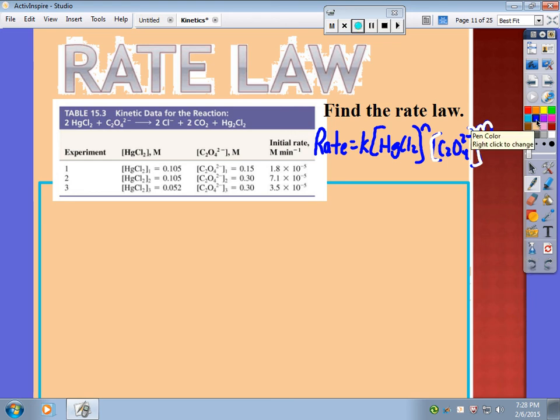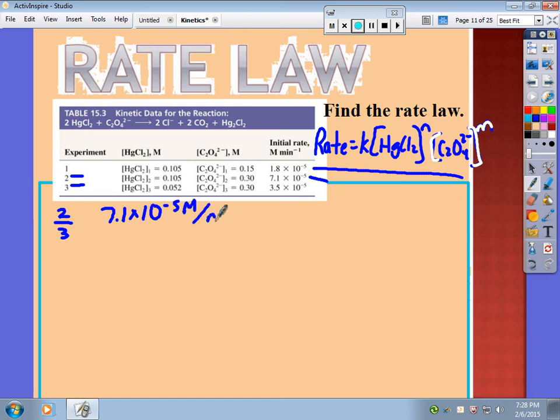Well, we're going to look at the experiments just like we just did with our words. So let's look at 3 and 2. I'm going to be smart. I'm going to put experiment 2 over experiment 3 because experiment 2 has larger values. I'm actually going to use this equation and write out the format of the rate for experiment 2. So if you look for the rate in experiment 2, this is the rate, 7.1 times 10 to the -5th molarity per minute in this case. That's equal to K times the concentration of both of these to the power of n and m.